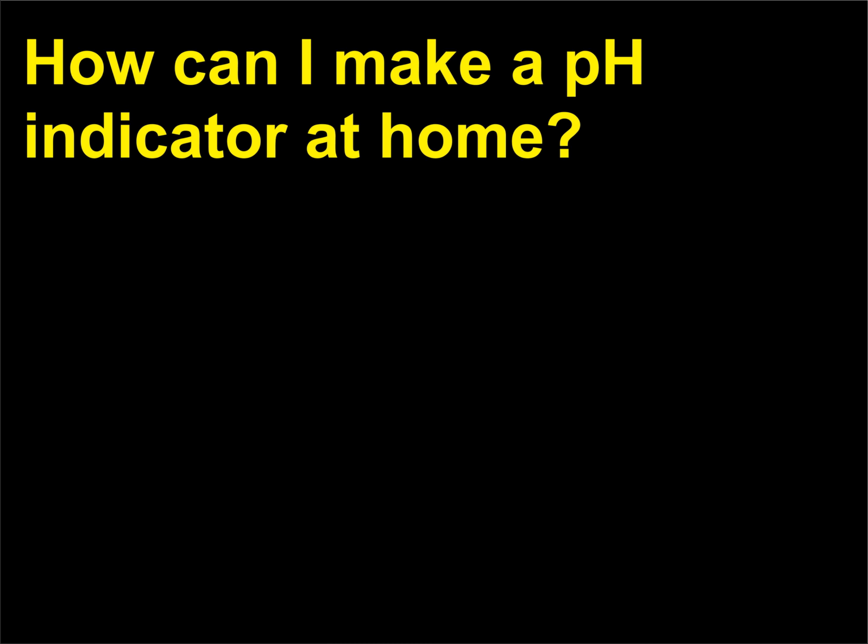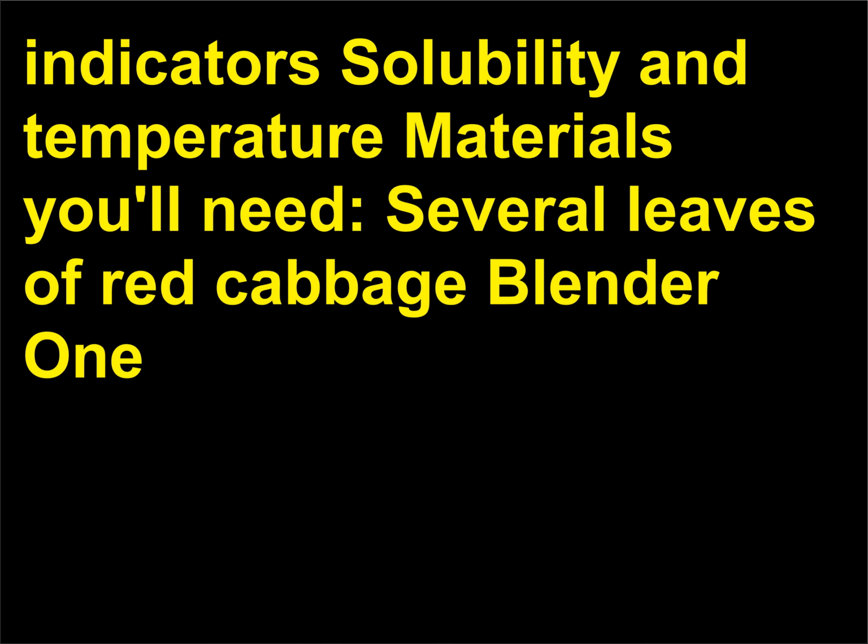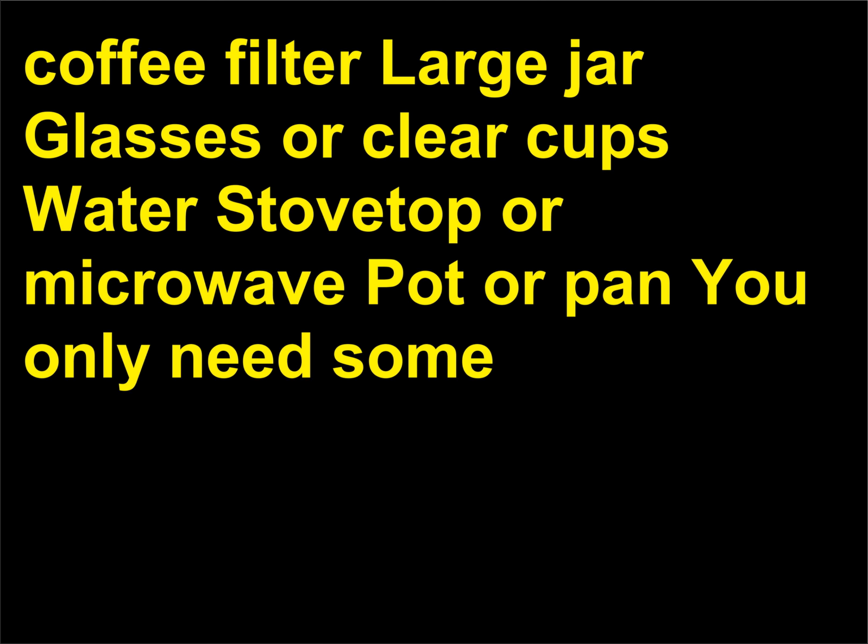How can I make a pH indicator at home? Chemistry principles encountered in this experiment: extract ions, acid/base chemistry, chemical indicators, solubility and temperature. Materials you'll need: several leaves of red cabbage, blender, coffee filter, large jar, glasses or clear cups, water, stovetop or microwave, pot or pan.